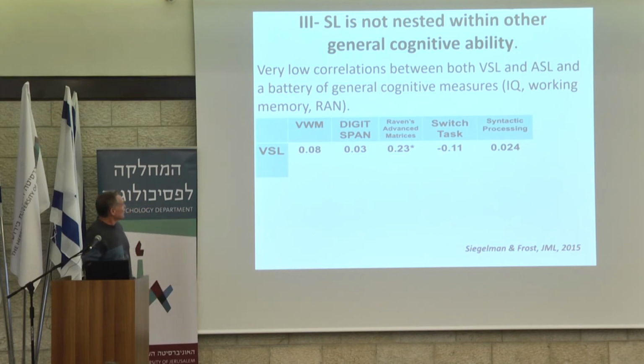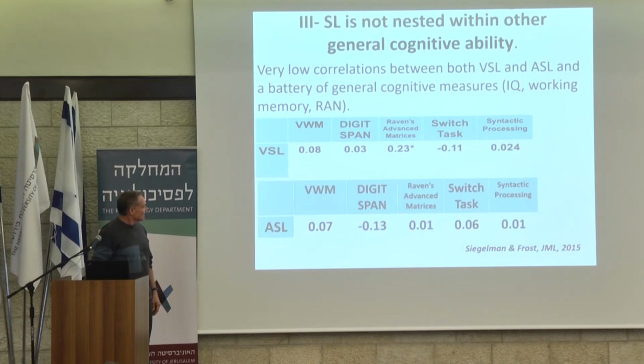Here are the correlations of visual statistical learning and visual working memory, digit span, Raven's advanced matrices, switch task, syntactic processing. Correlations are very, very low. Same with auditory statistical learning. So it's not intelligence here at all.